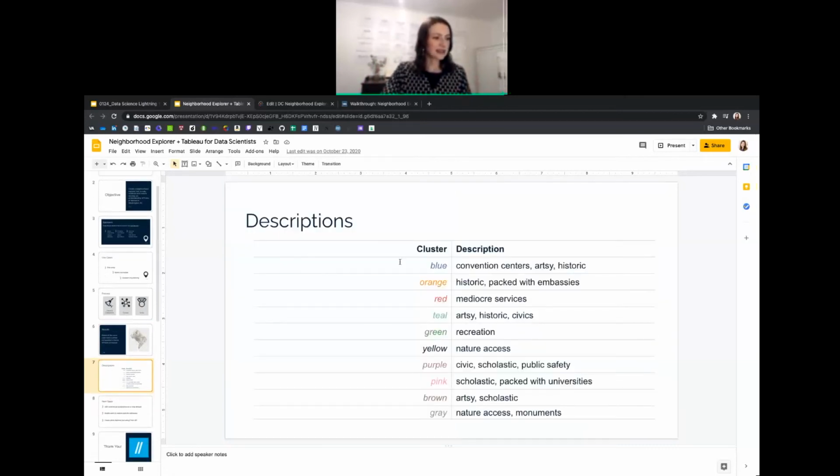Okay, here are the personalities that I described earlier. This is just assigned by me, the data scientist, after the k-means clustering algorithm ran. We ended up with these different personas.